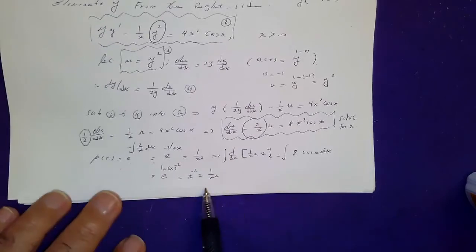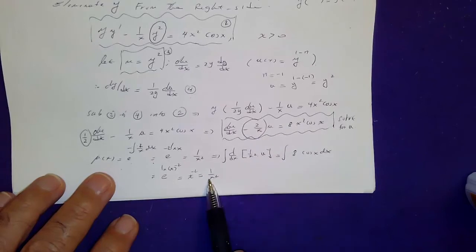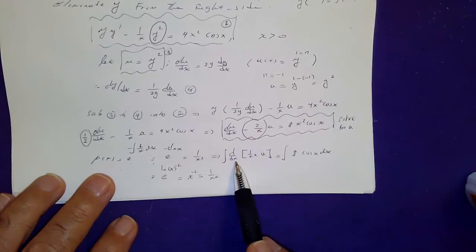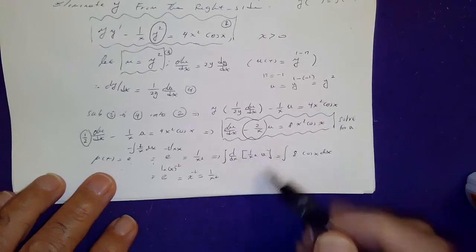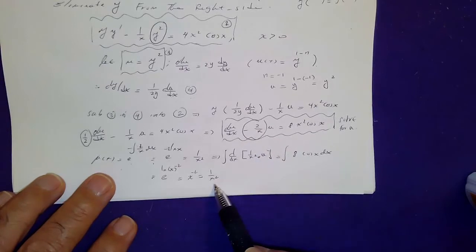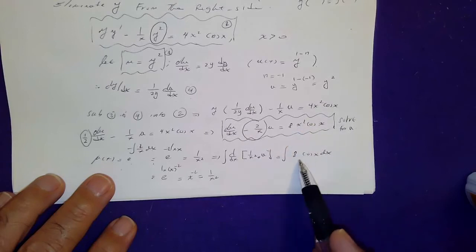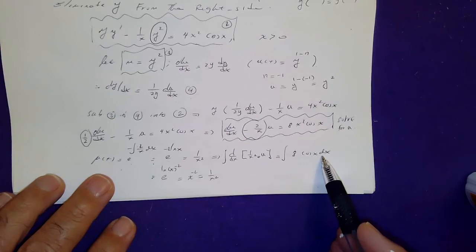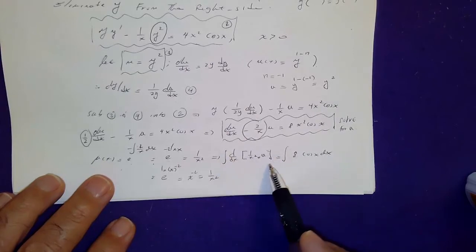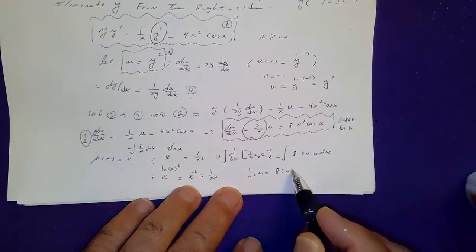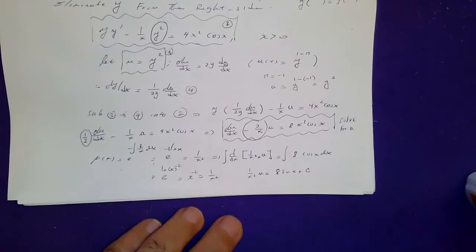So now multiply both sides of this equation by the integrating factor. Remember, when you multiply, the left side always becomes the derivative of the integrating factor times the unknown function. But the right side, when you multiply by 1 over x squared, the x squared disappears, so you just get 8 cosine of x. Now integrate both sides of the equation. The left side gives you 1 over x squared u. The right side gives you 8 sine of x plus C.